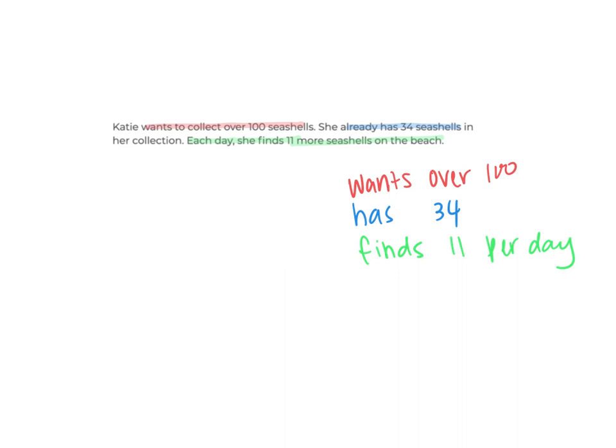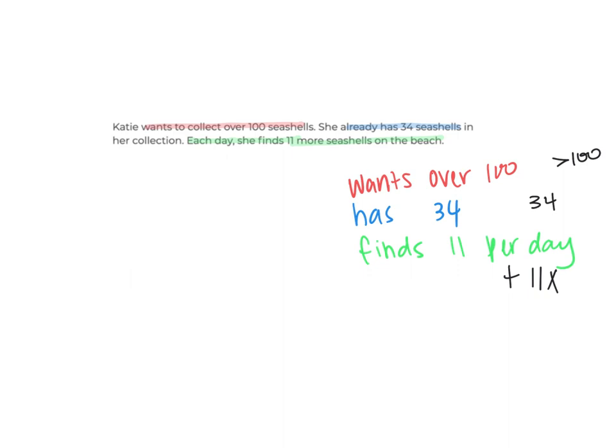If she wants over 100, that means she's going to want greater than 100. She has 34, so that's our starting amount. And then she finds 11 per day. So she starts out with 34, and then she's going to add 11 per day. So per day would be our variable. Now you're going to take these three numbers and set them up into the inequality.